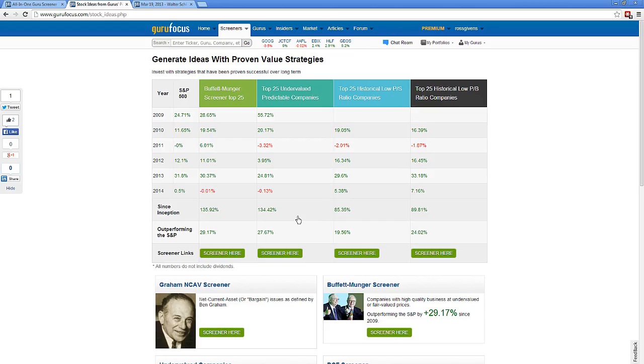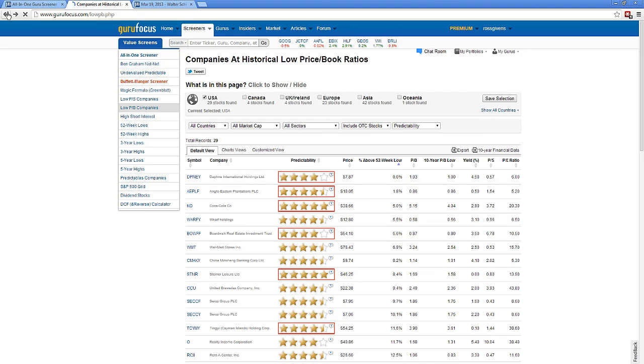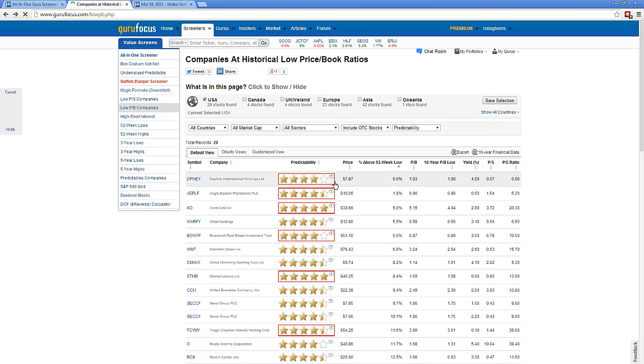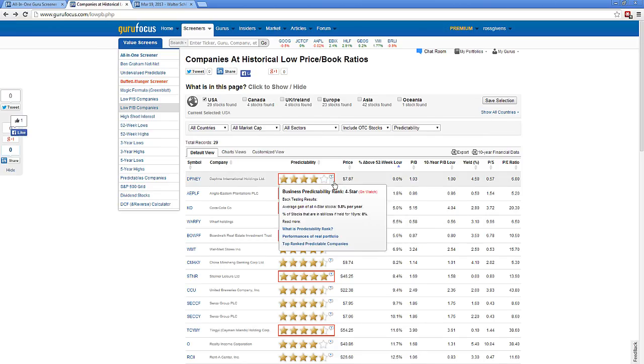Excuse me. What does the red rectangle around the predictability represent? So good question again. The red box around the predictability means that the predictability might be in danger of slipping down. So you see there in parentheses it says on watch. It's 4-star. It's just letting you know it's getting near a threshold where it may kick down to 3.5 stars.